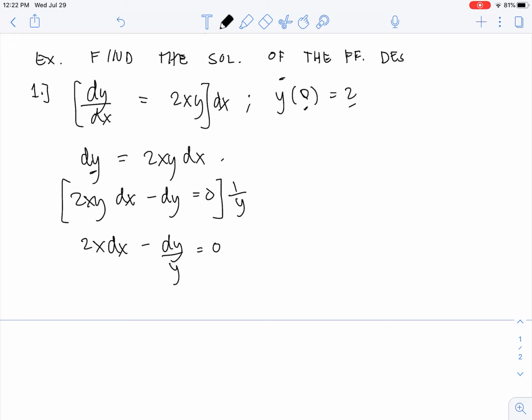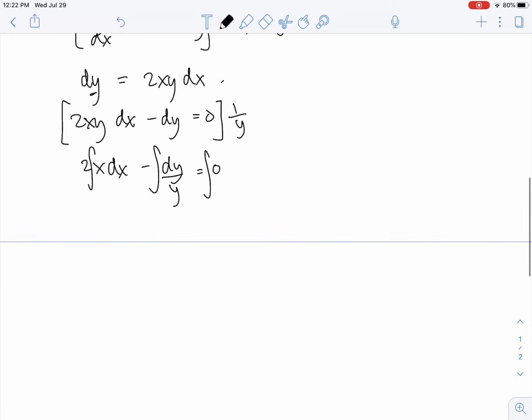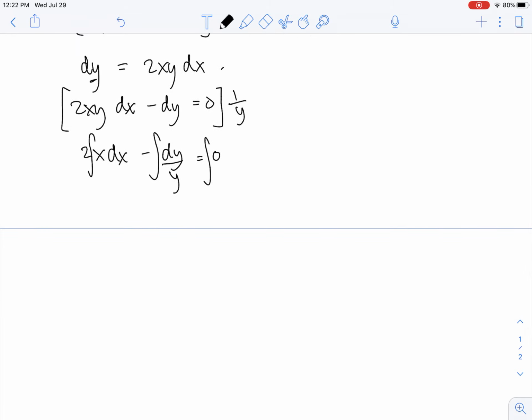Okay? So since the variables are now separated and paired up with their corresponding differentials, we can now integrate all the terms in the equation. The integration is done individually, but the answer comes together as one. So integrate this, then this, then this. Of course, we also need to integrate the 0.